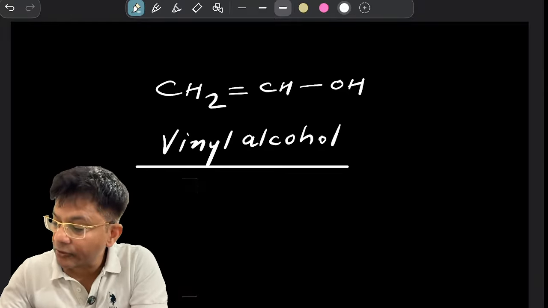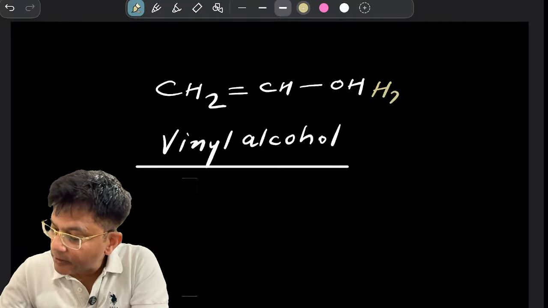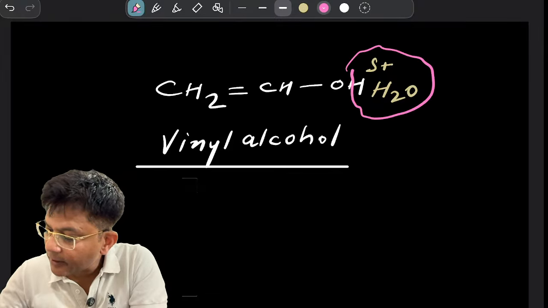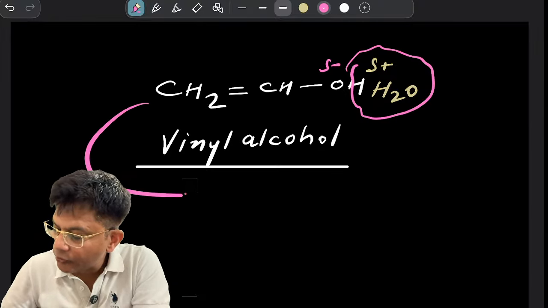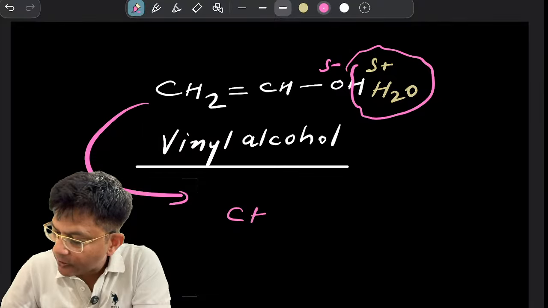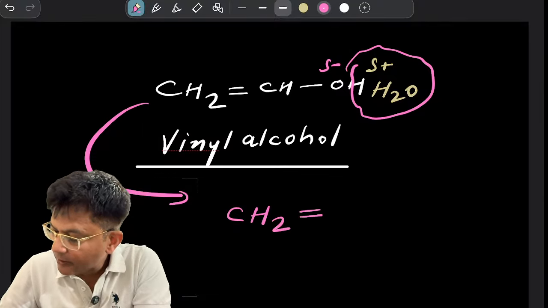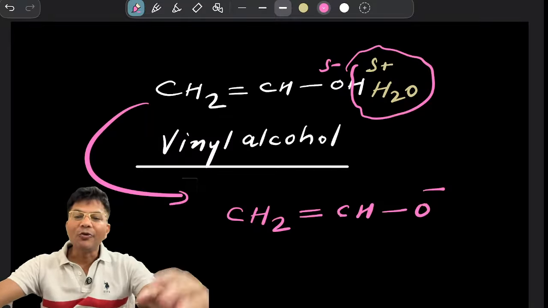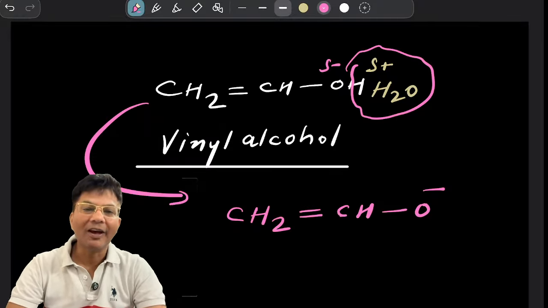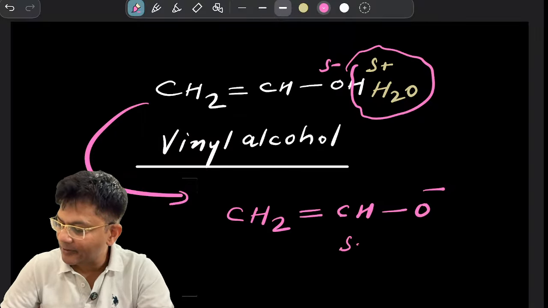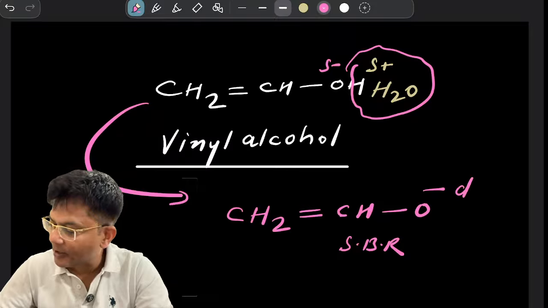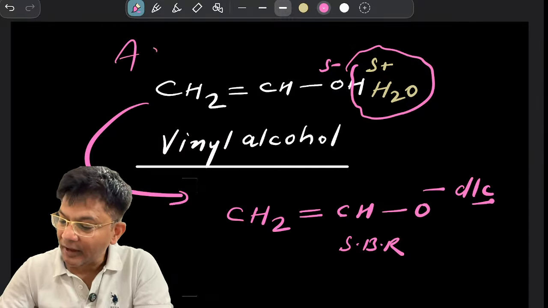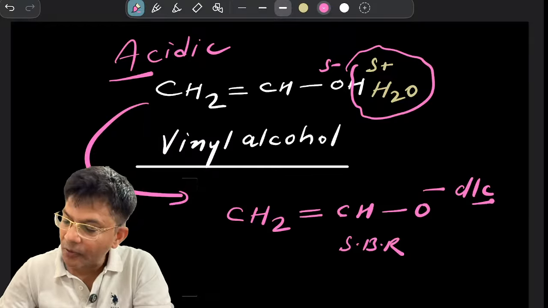So the answer is, once the water is coming, it will take away its proton. If it is going to take away its proton, then the negative charge will develop over here. So its conjugate base, can you see, is it resonance stabilized or not? If the negative charge comes, let it come, let resonance happen, let resonance happen. So it is stabilized by resonance, delocalized charge. So declared, it is acidic in nature. It is acidic in nature and will convert blue litmus red.